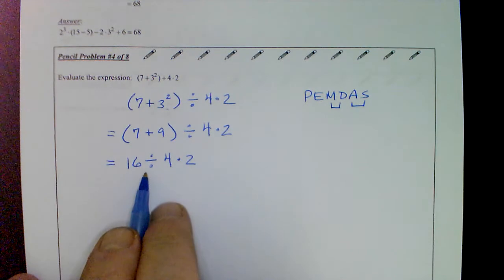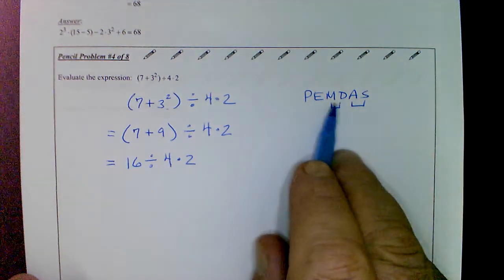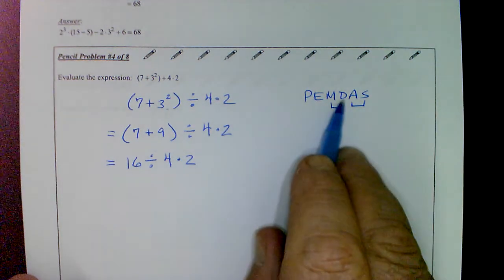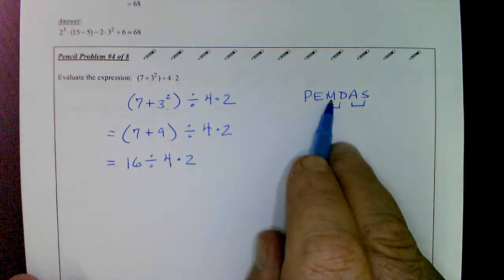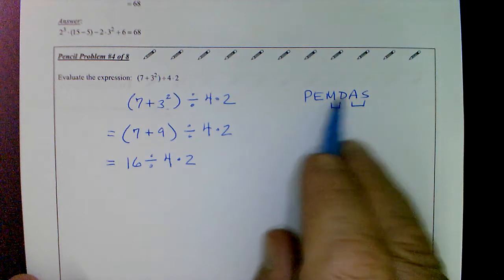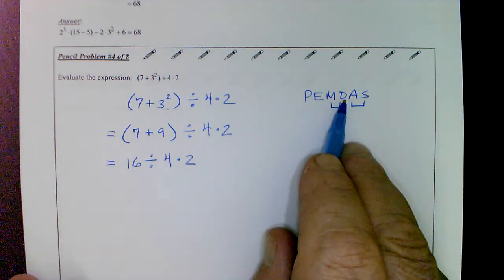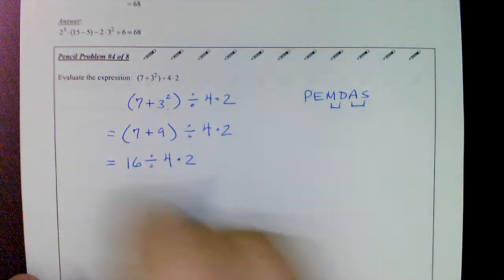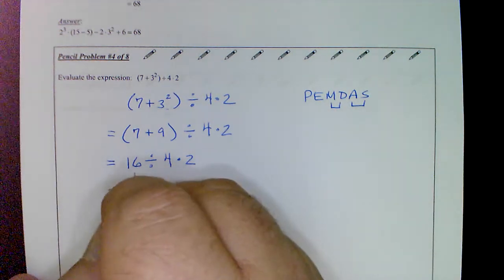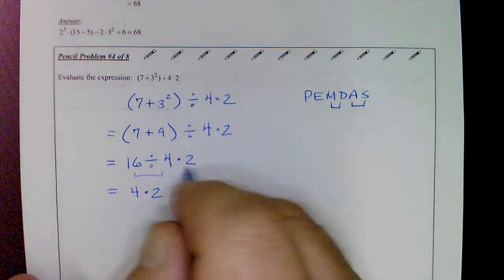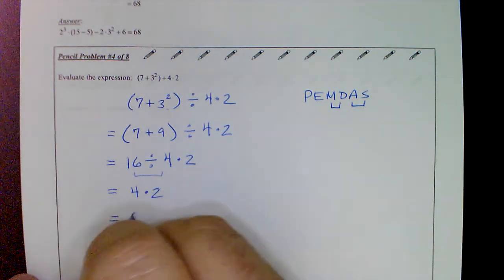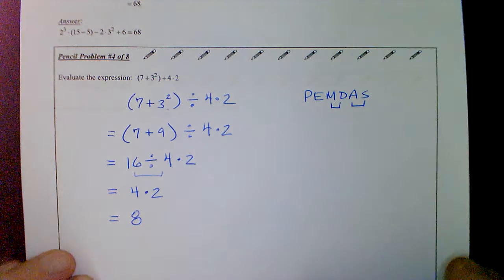Now we have a multiplication and a division. And again, that subtle point that even though the multiplication comes first in our hierarchy, the multiplications and divisions are performed in the order they appear from left to right. And so therefore we do the division first. That gives us 4 times 2, recopy times 2 that is, and finally we get 8. Okay, to the next pencil problem.